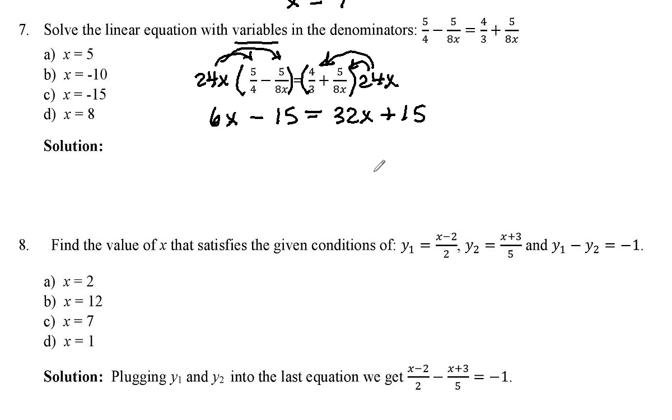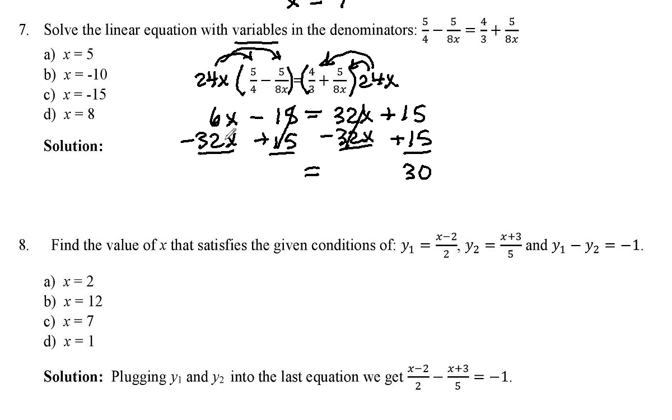And we want numbers on the right, variables on the left. So let's go ahead and subtract 32x on both sides. And let's go ahead and add 15 on both sides. That'll bring that negative 15 over on the right as a positive. So these cancel, these cancel. We've got 30 left on that right-hand side. And then on the left-hand side, 6x minus 32x.